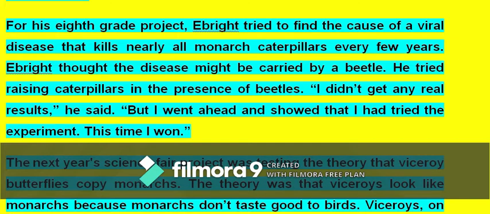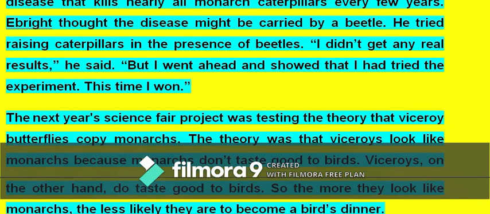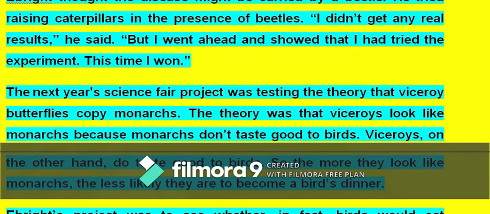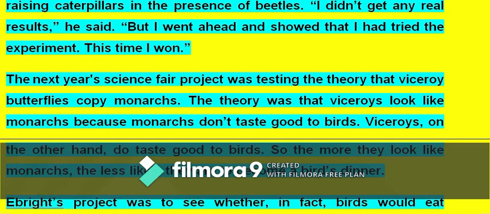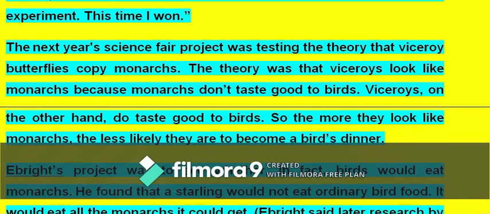Ebright thought the disease might be carried by a beetle. So now make a note of it. The next experiment, he tried raising caterpillars in the presence of beetles. "I didn't get very real results," he said, "but I went ahead and showed that I had tried the experiment. This time I won." So make a note of this, winning as well.